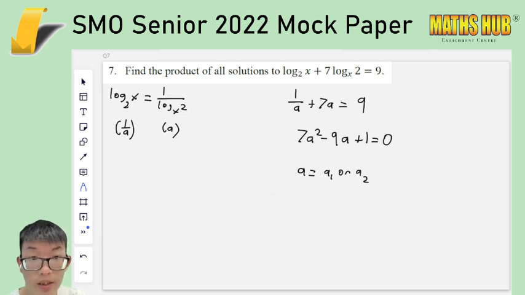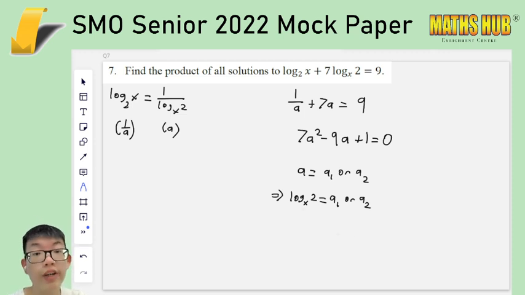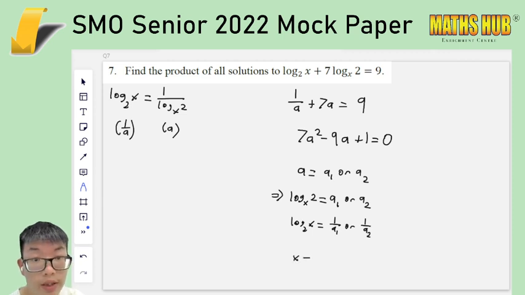That means that log base x of 2 is equal to either a1 or a2. And so if I want to find x, well, I think I should just take the reciprocal and shift it back the other way, right? So it means that log base 2 of x equals to 1 over a1 or 1 over a2. So x is equal to 2 to the 1 over a1 or 2 to the 1 over a2.